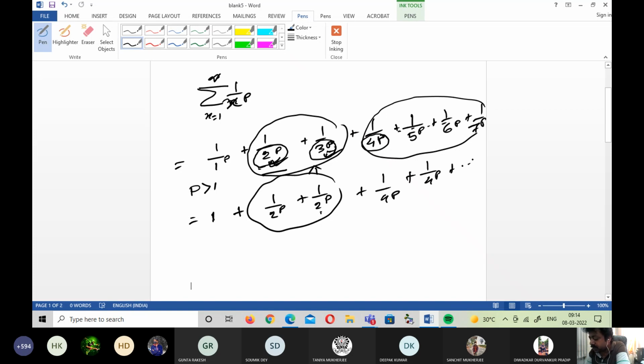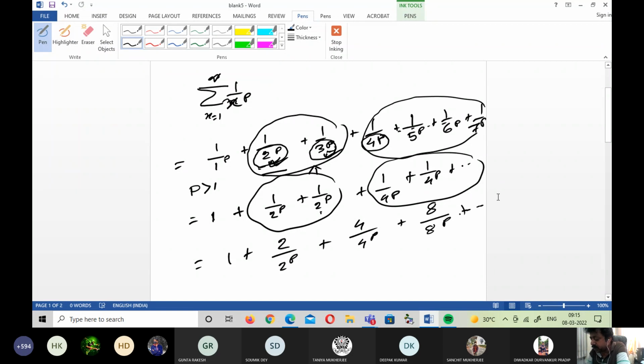So here you just look at this: 1 plus 2 by 2 to the power P plus 4 by 4 to the power P plus 8 by 8 to the power P. In this way it will go. Is it true or not? Yes, sir. It can be written as 1 plus 1 by 2 to the power P minus 1 plus 1 by 2 to the power P minus 1 whole square plus 1 by 2 to the power P minus 1 whole cube. In this way it will go on.